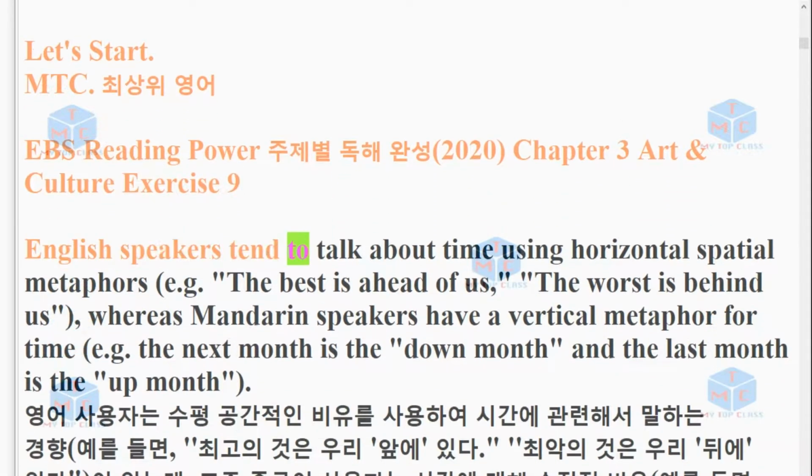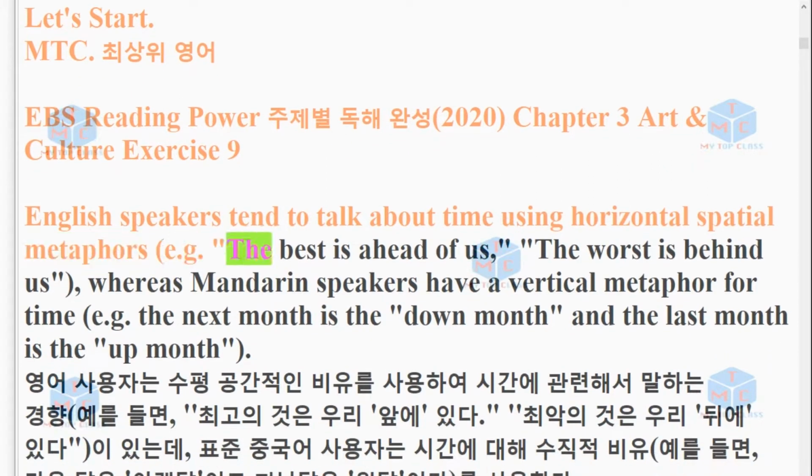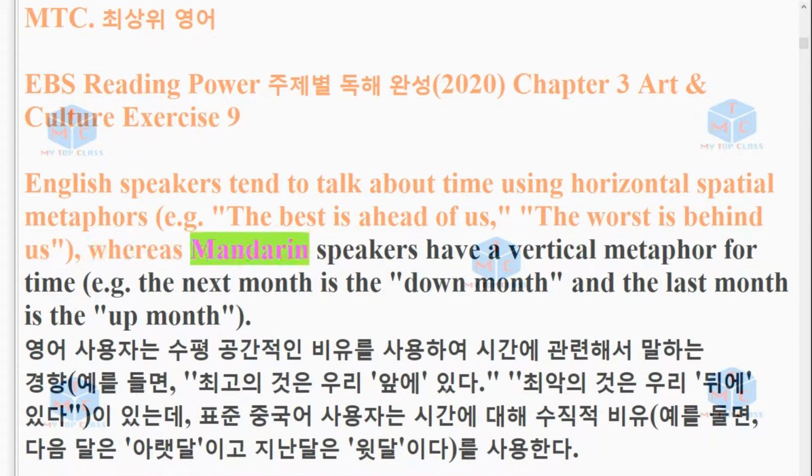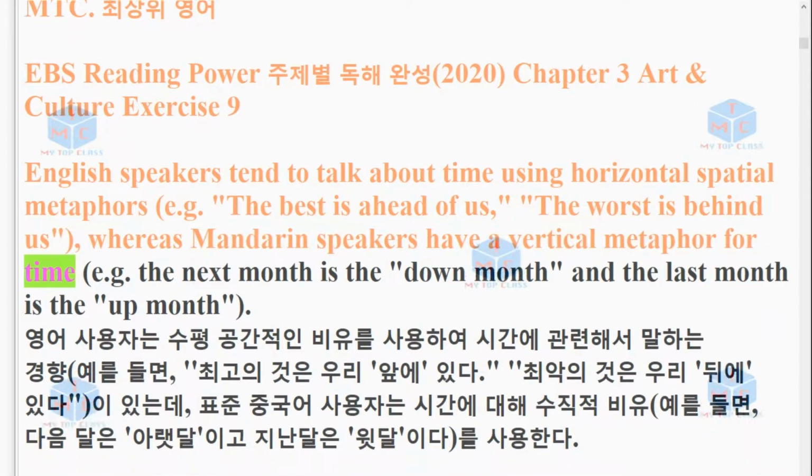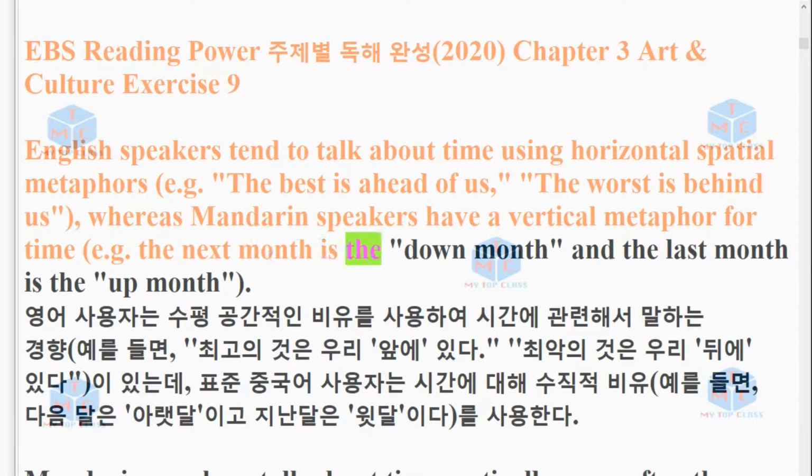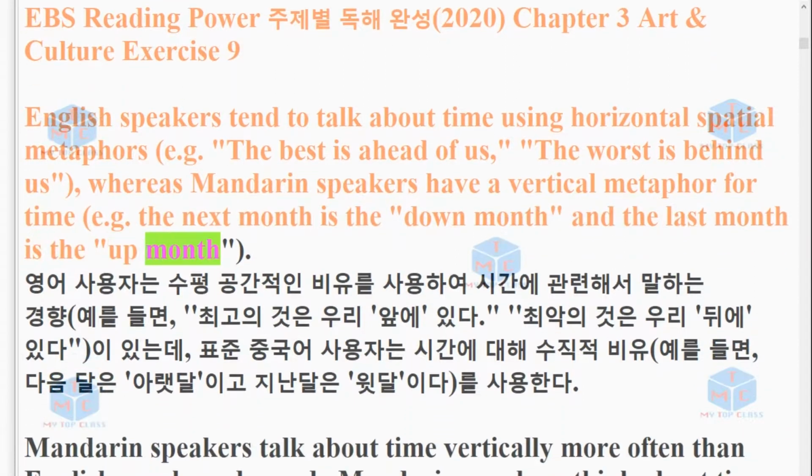English speakers tend to talk about time using horizontal spatial metaphors, e.g. the best is ahead of us, the worst is behind us, whereas Mandarin speakers have a vertical metaphor for time, e.g. the next month is the down month and the last month is the up month.